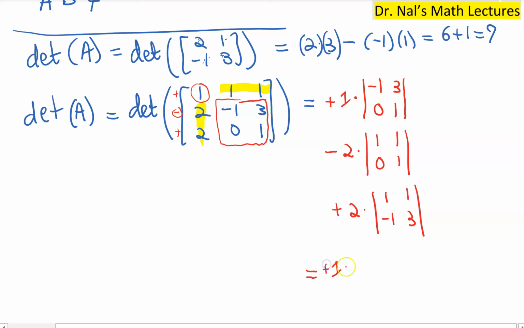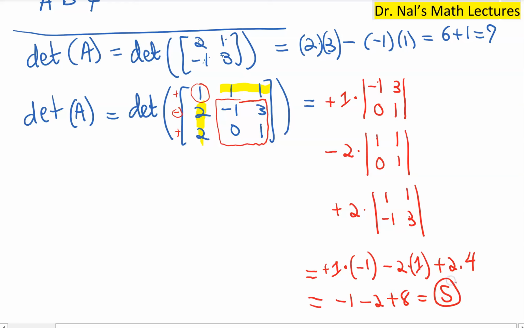So we have a plus 1 times, the determinant of the first one is minus 1 times 1 is minus 1. The other diagonal is a 0. So that one is really a minus 1. Minus 2 times, so the second one is 1 times 1, 1. Minus 0 times 1 is 0. So this is also a 1. And plus 2 times, 3 times 1 is a 3, minus 1 times 1 is a minus 1. So 3 minus minus 1 is 4. And finally, this thing comes out as minus 1 minus 2 plus 8, which is just a 5. So the determinant of this 3 by 3 matrix turned out to be just equal to 5.